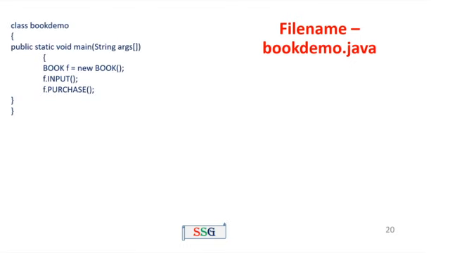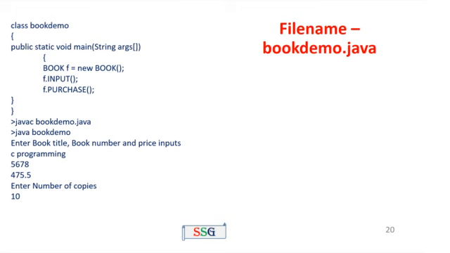The next one, BookDemo class. Public static void main(String args[]), Book f = new Book(); that is, here the object name is f. Then f.input means it gets the input from the user. The next, f.purchase. The next, control transfers to the purchase function, gets the input from the user for number of copies, calculates the total cost and displays all the elements. Next one, we have to run the program.